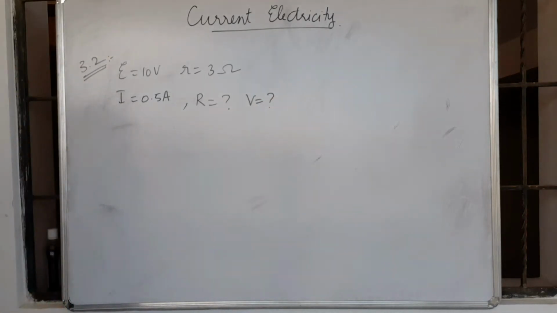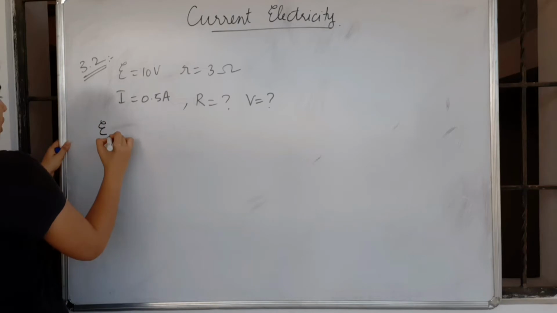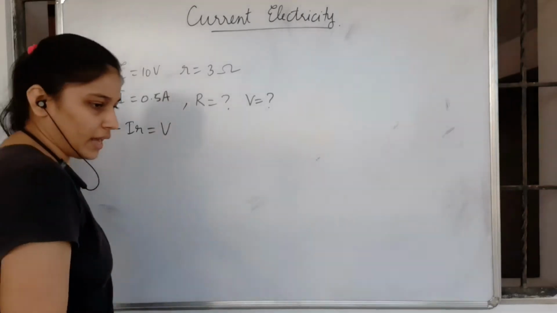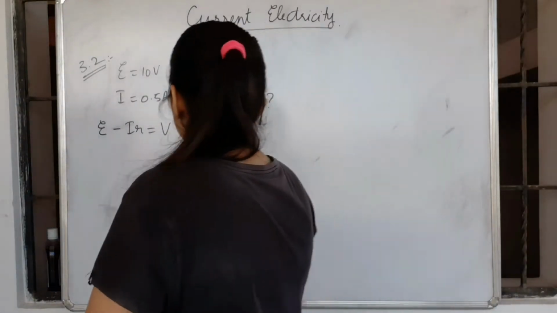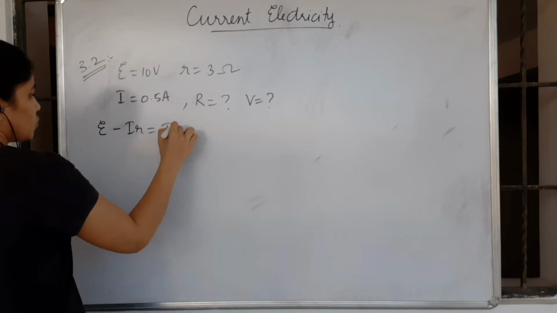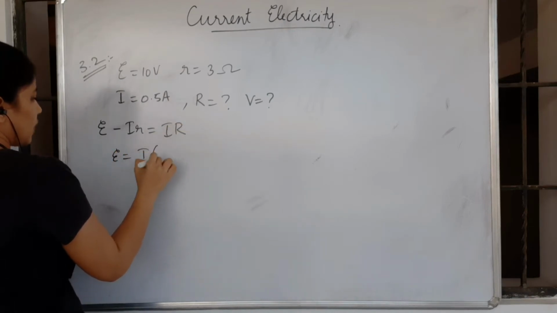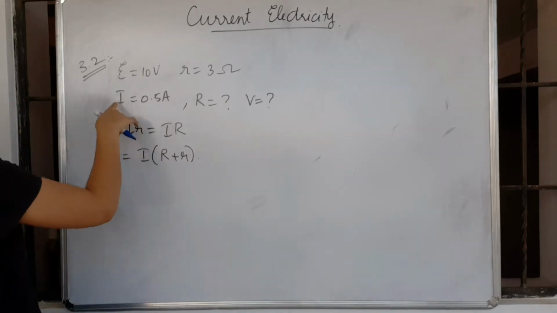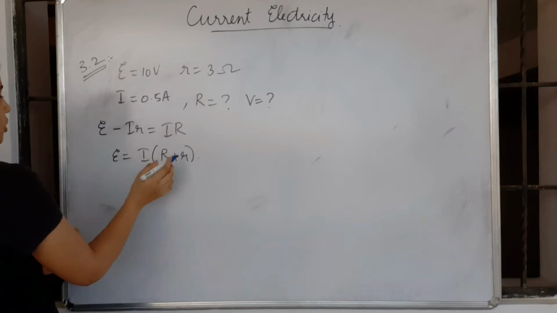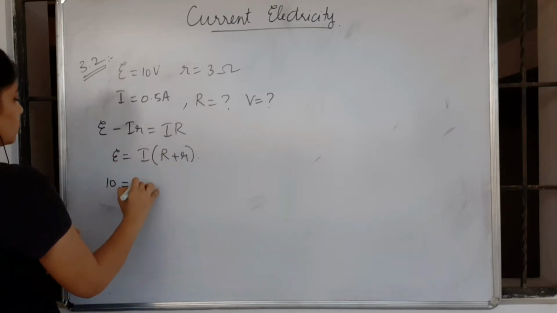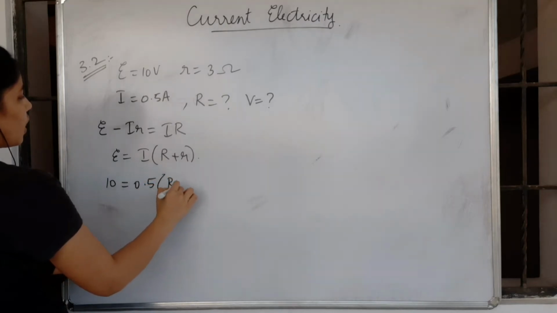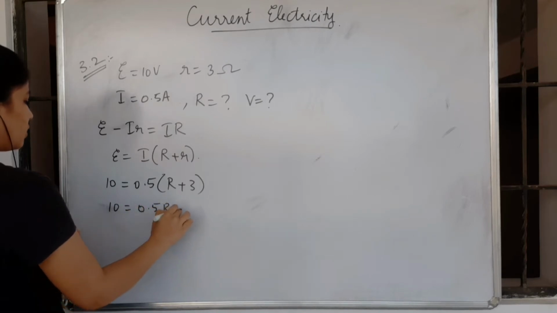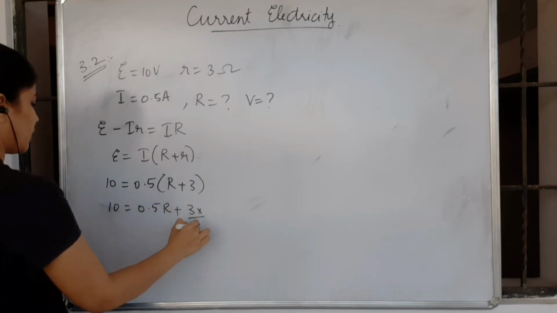To solve this we know the formula, epsilon minus IR is equal to V. Now what is V? V is equal to capital I into R. So we will substitute this capital I into R. So epsilon is equal to, you can take I common, R plus small r. From this equation all the parameters are given except for R. So you can substitute and find out. So 10 is equal to 0.5 into R plus 3. That is 10 is equal to 0.5 R plus 3 into 0.5. I will write it as 3 by 2.